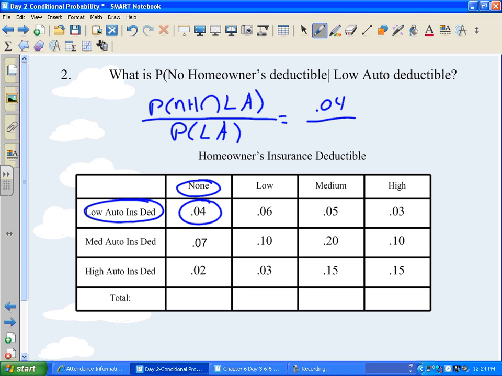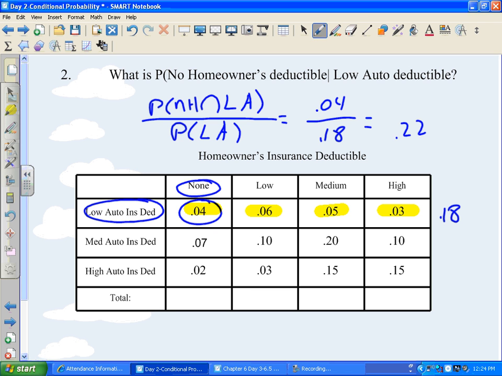Where is low auto insurance now? Hopefully you're thinking it's here, here, here, and here. You've got to add all those up together. I think it comes to be 0.18. Somebody might want to check me on that. So to get that probability, it's 0.04 divided by 0.18. And that should come out to be 0.22. All right. Do we see the process?